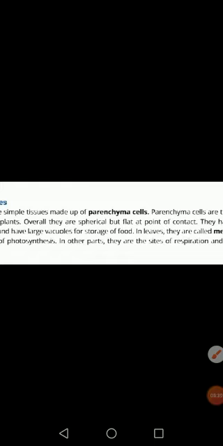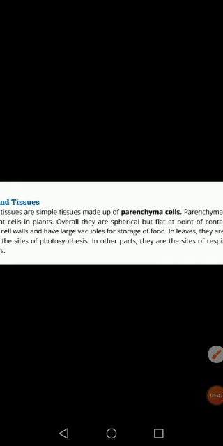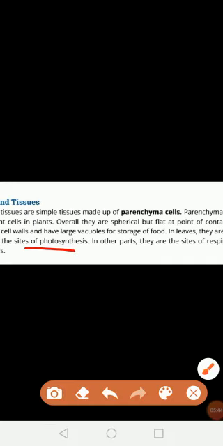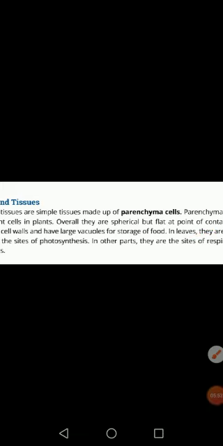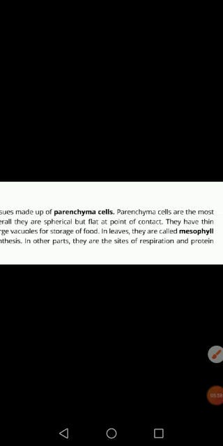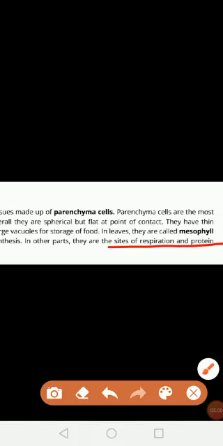Okay, ground tissues basically perform different functions in different parts of the plant. For example, in the leaf, these ground tissues are known as mesophyll cells, and these mesophyll cells are responsible for photosynthesis. So in leaves, ground tissues form mesophyll cells, and these are the site of photosynthesis. In other parts of the plant, they are the site of respiration and protein synthesis.